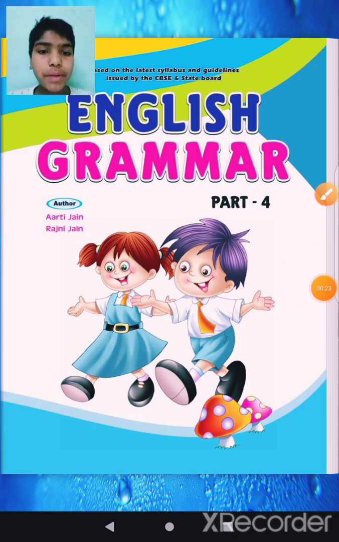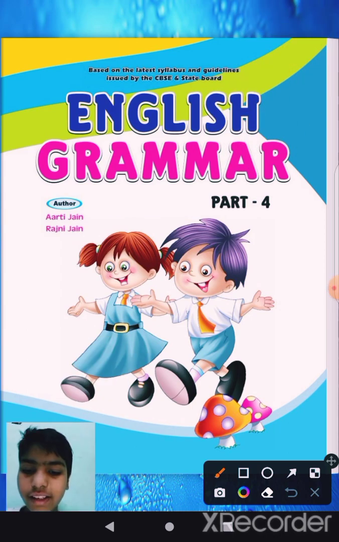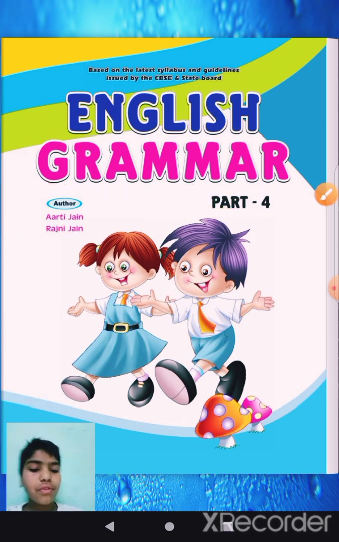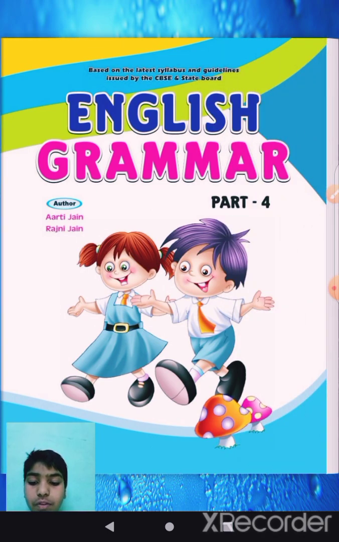So open this book. Let me move my camera to the side. Here on the screen you can see it is based on the latest syllabus and guidelines issued by the CBSE and State Board, English Grammar Part 4, meaning class 4, and these are the authors. At the end of the video, when we start the first chapter, I will tell you the information about the book, and I will also talk with your parents.